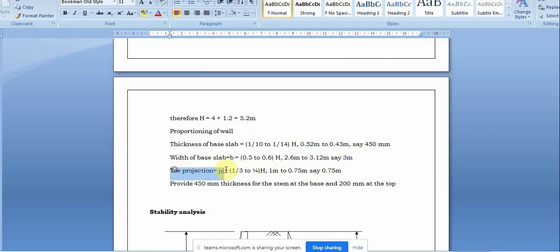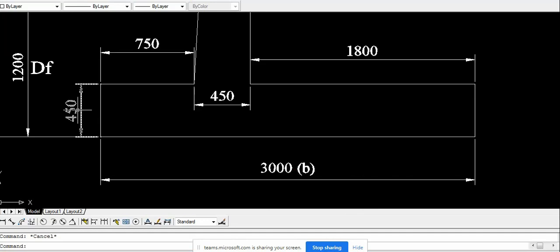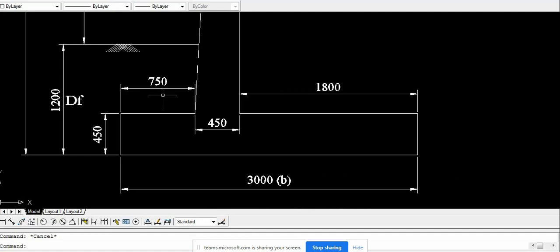Next comes the projection of the toe here. You can see the base we have given as 3000, and the depth we got as 450. So the stem is there, the heel is there, the toe is there. This part we call the toe, this part we call the heel, and this is the stem.